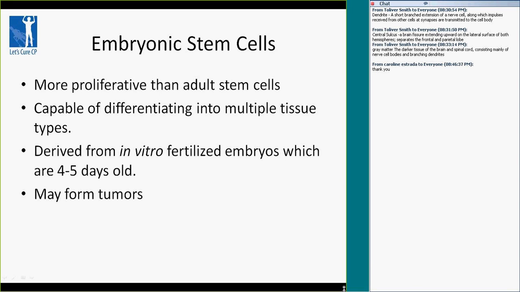Embryonic stem cells come from in vitro fertilized embryos, 4 to 5 days old. Like I said, they're in the blastocyst form. The biggest problem with embryonic stem cells is if the development and differentiation isn't properly controlled, then you get tumors. And that's certainly not something that we want. Let's go to the next slide, please.